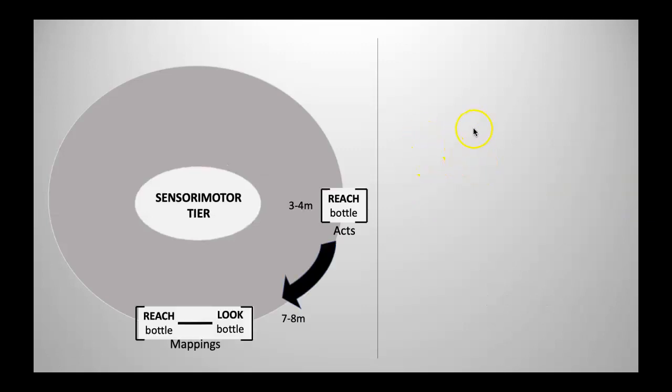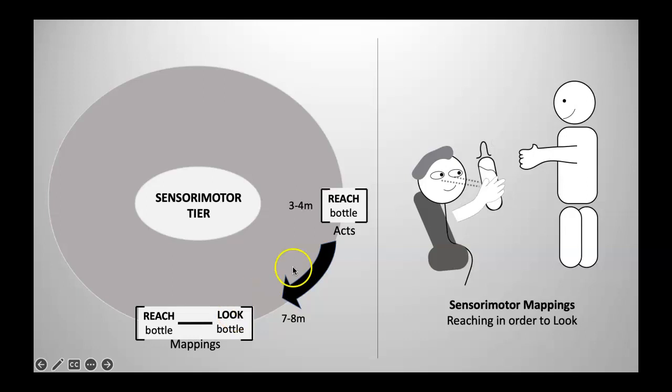Around 7 to 8 months of age, infants can put together 2 such single acts into a smooth mapping. They map one act onto another. So they can reach for the bottle in order to look at the bottle, or look at the bottle in order to reach for the bottle. So it looks something like this. Somebody's holding it, and the baby reaches for the bottle, coordinates reaching and looking. Here's a change in look: I look one way, I look the other way, and I reach. I'm coordinating reaching and looking into the same act. 7 to 8 months of age.